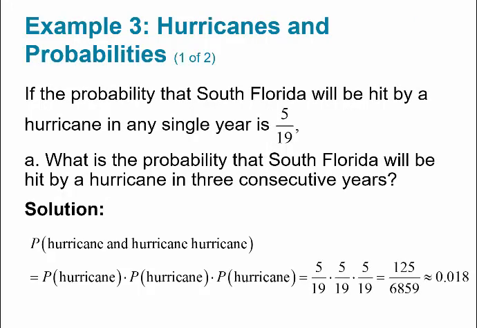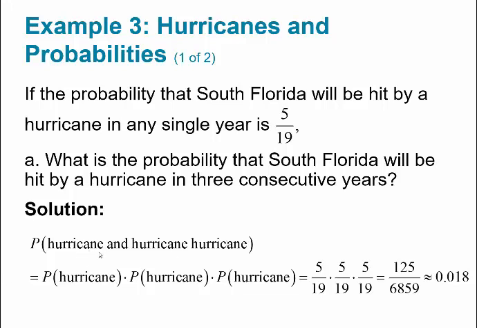All right, let's try this one. Suppose the probability that South Florida will be hit by a hurricane in any single year is, let's just assume, 5 out of 19. What is the probability that South Florida will be hit by a hurricane in 3 consecutive years? So 3 years in a row, they're going to be hit with a hurricane.